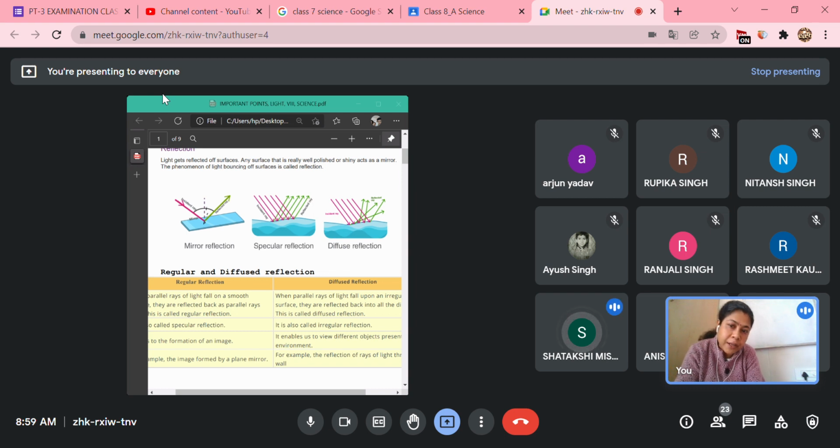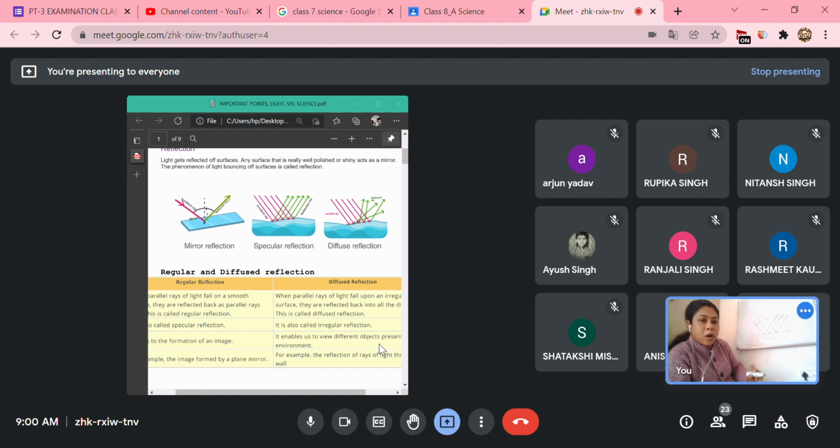Starting with reflection. What happens in the case of mirror reflection? In the case of regular, or specular, reflection, parallel rays of light fall on a smooth, plain reflecting surface. After reflection, the rays will also go out parallel. So only this much area will be lit up, and you are going to see the image over this area only.